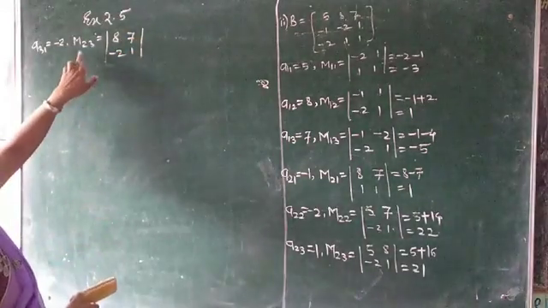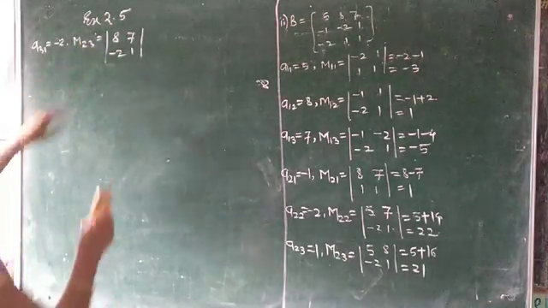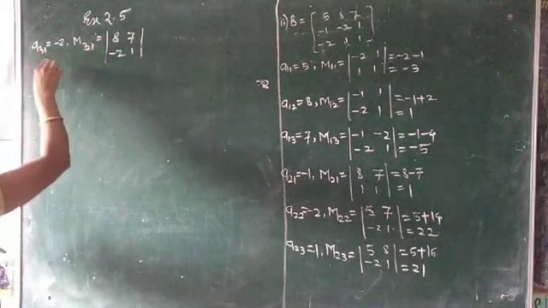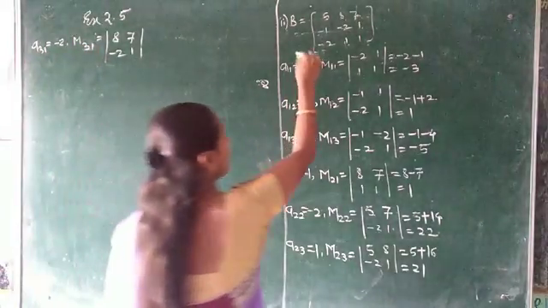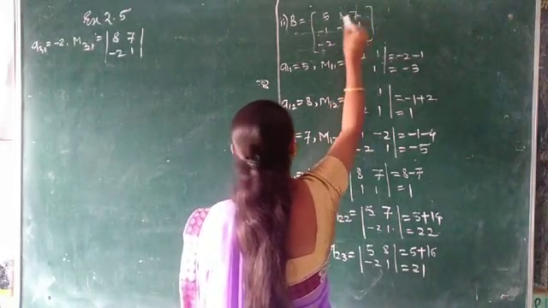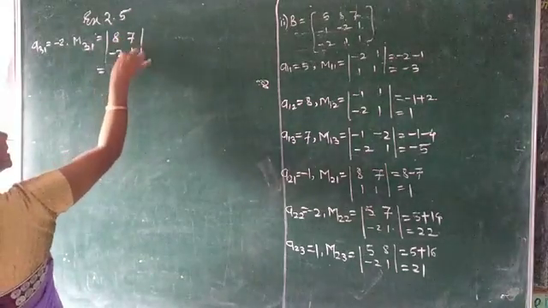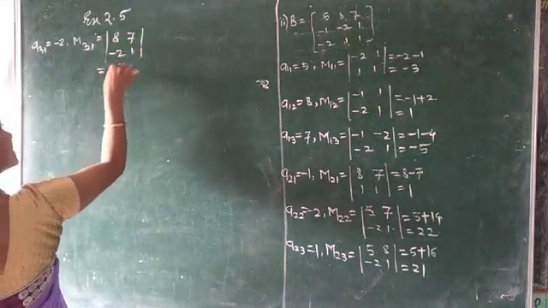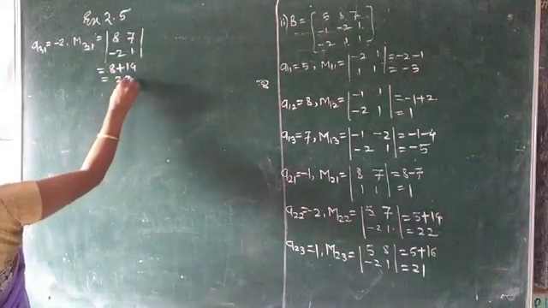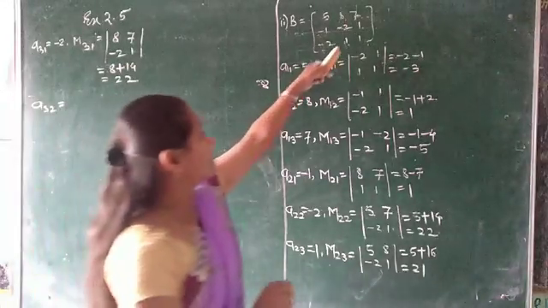Check very carefully. M23, which lies in A31 here. We delete third row and first column. So this is our third row and this is first column. So the remaining portion is 8, 7, minus 2, 1, which equals 8 into 1, 8, minus minus plus, 7 twos are 14. 8 and 14, that is 22. A32, that is 2.